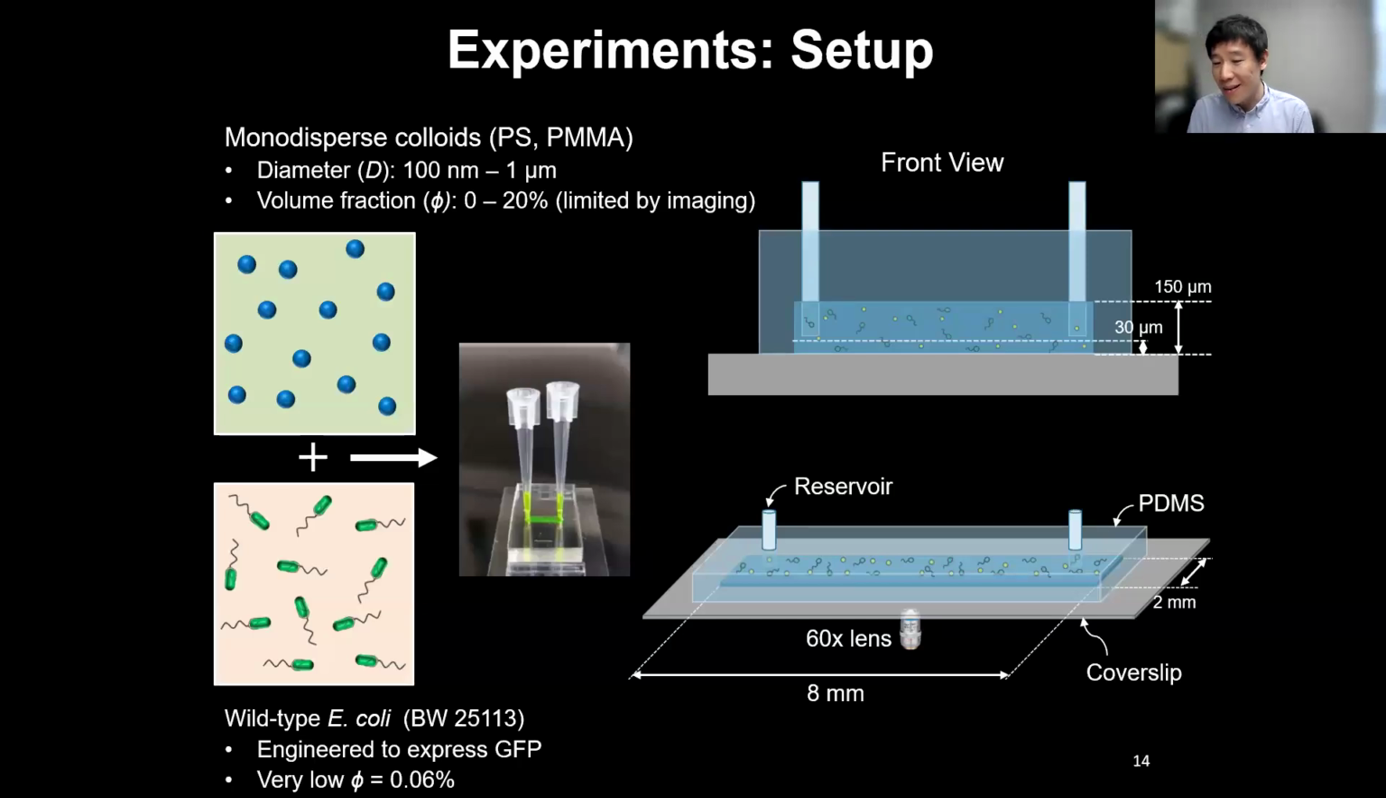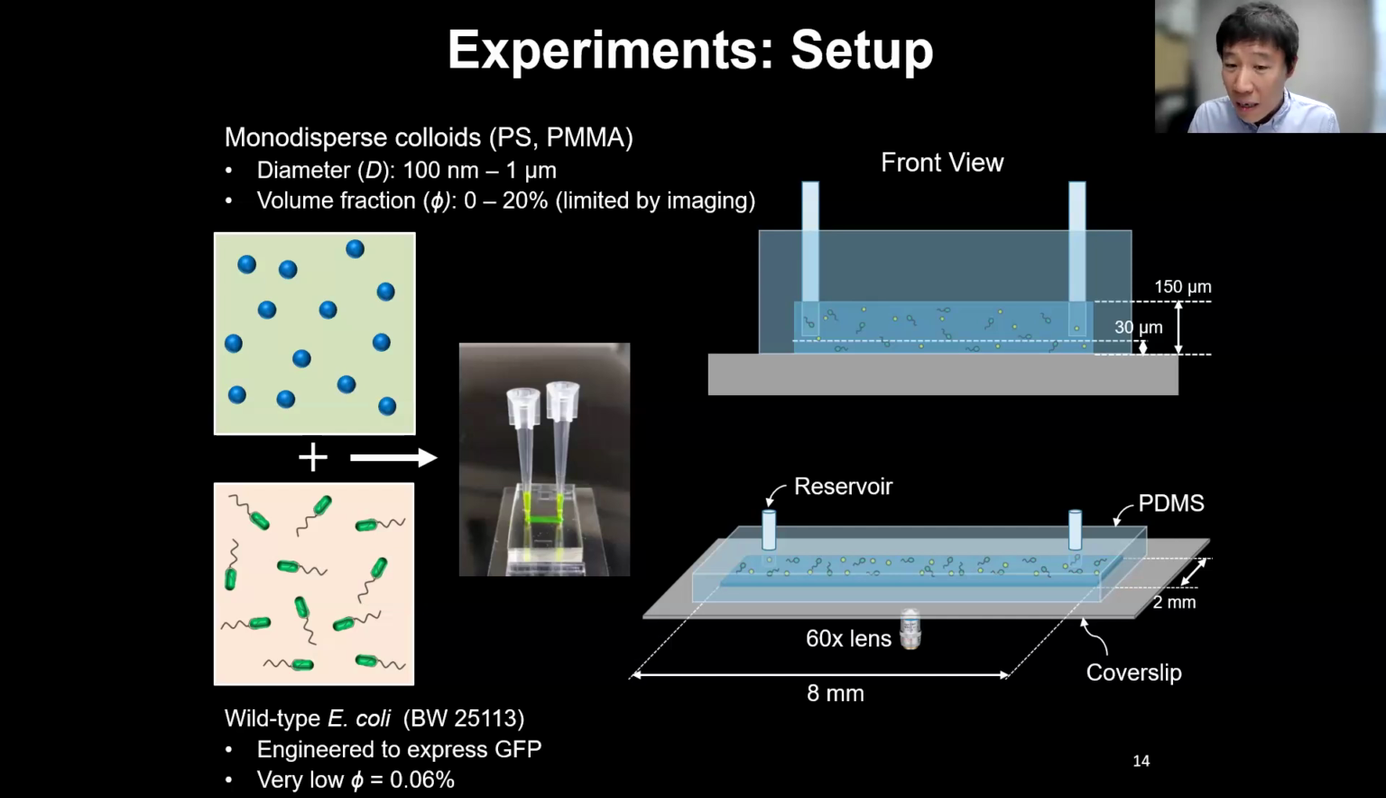Experimentally, it's very simple. You just have a microfluidic channel. We fill in our particles. They are more or less monodispersed particles. We use polystyrene and PMMA particles, and the particle size ranges from 100 nanometers up to 1 micron. We change the volume fraction from 0 to about 20%. This is really limited by imaging. Beyond 20%, scattering is so bad that we cannot do imaging. The size of the particle is limited by sedimentation. If you have too big particles, they sediment to the bottom, and you cannot have a uniform suspension anymore.